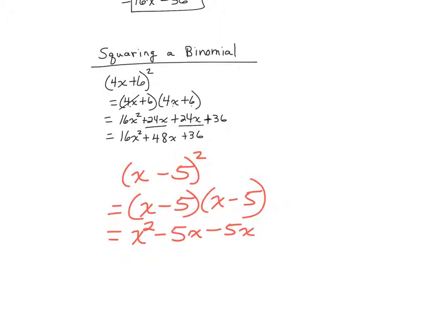Almost. There you go. Plus 25. So did the same thing happen or not? Yes, it did. We got the same thing twice. So we end up here with an answer of x squared minus 10x plus 25.